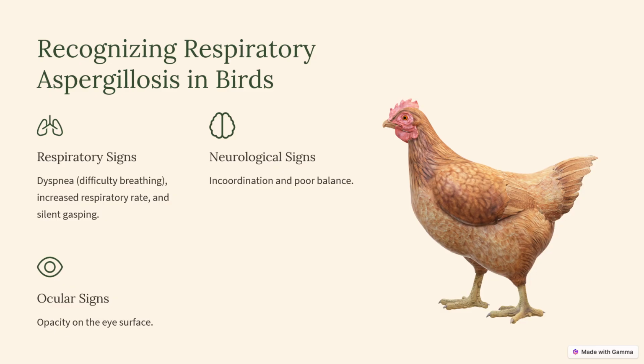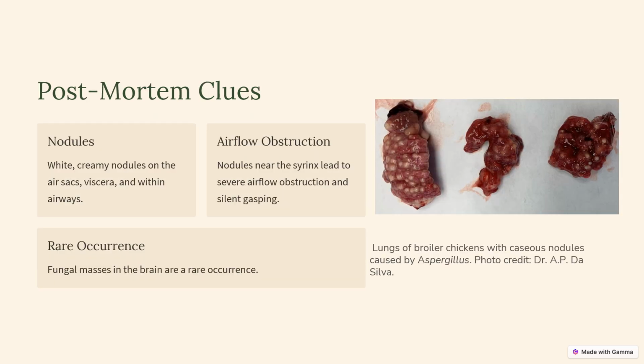Recognizing respiratory aspergillosis in birds, the symptoms are dyspnea, which is difficulty in breathing, increased respiratory rate, and silent gasping as the respiratory signs. Neurological signs include incoordination and poor balance, whereas for ocular signs we will find opacity on the eye surface.